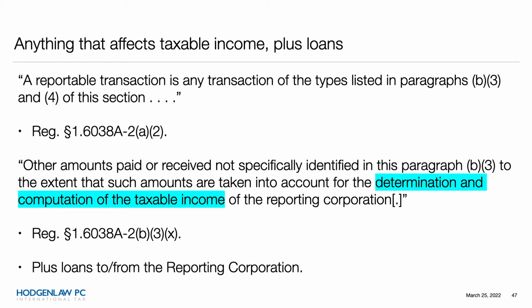So here's the regs that explain what a reportable transaction is, and you can see in that highlighted part is anything else that is taken into account for the determination and computation of taxable income. So that gives you the clue of what they're trying to go for in part 4 here. And that highlighted one is the catch-all, so just because it doesn't specifically go onto one of the enumerated lines, there's that catch-all, and you're going to put it on there. And as noted, the loan balances. They want to see the loan balances to and from reporting corporation on one side and related party on the other side.